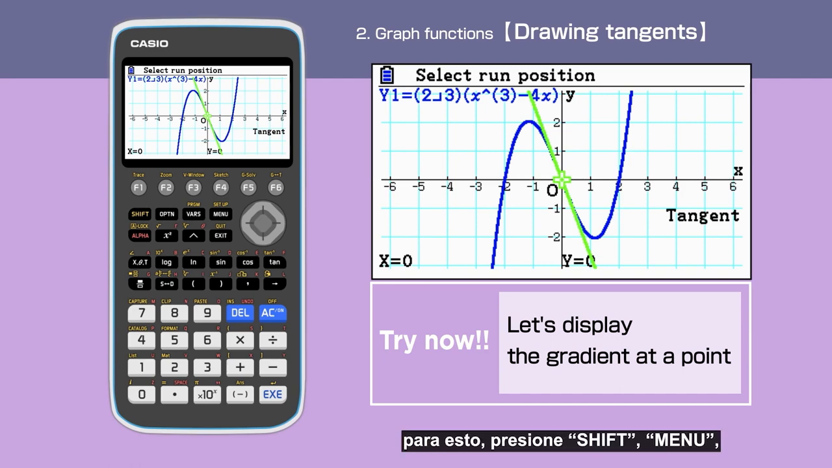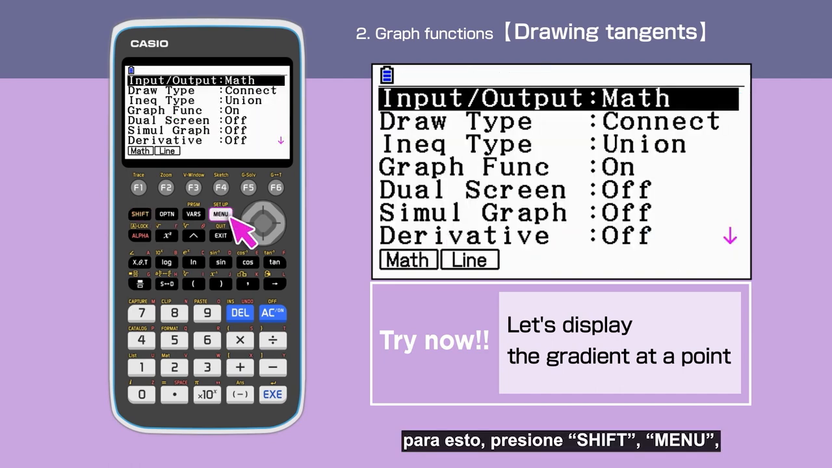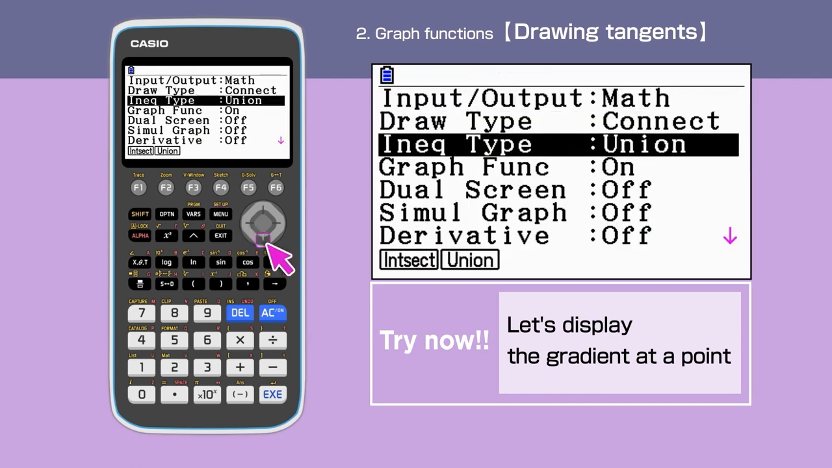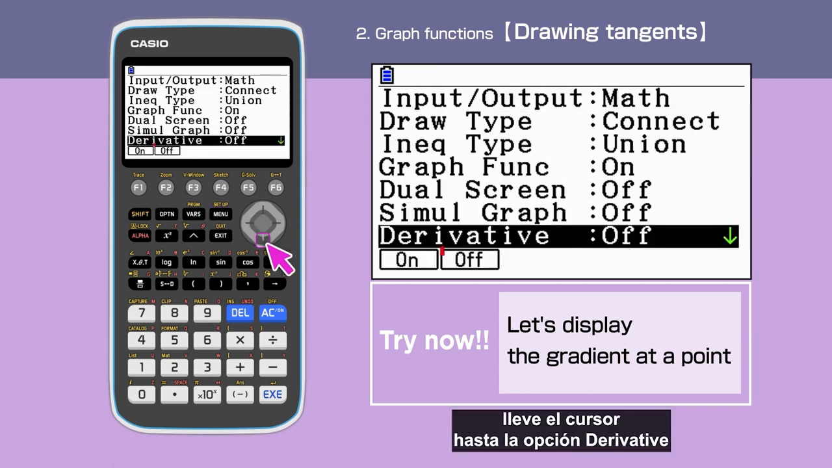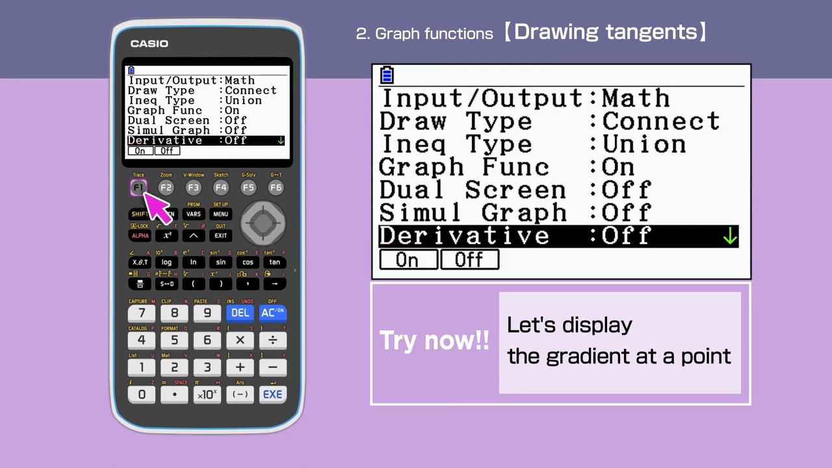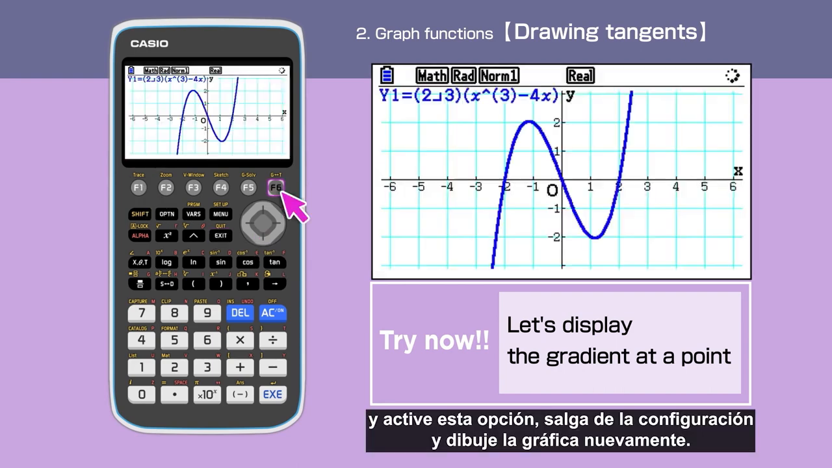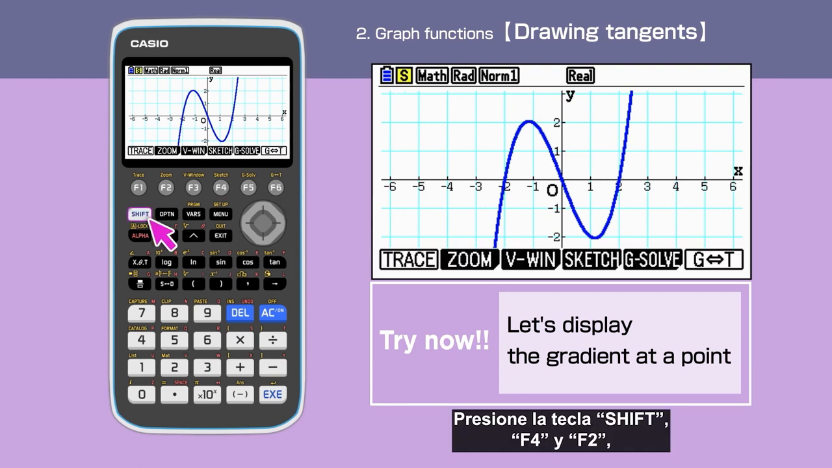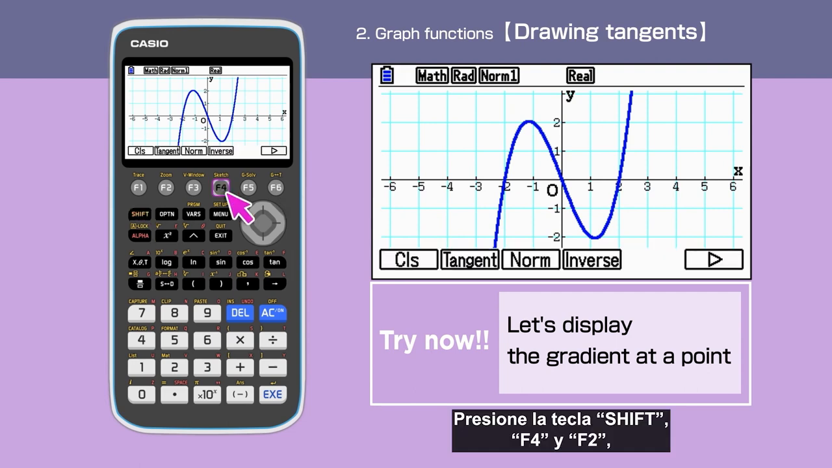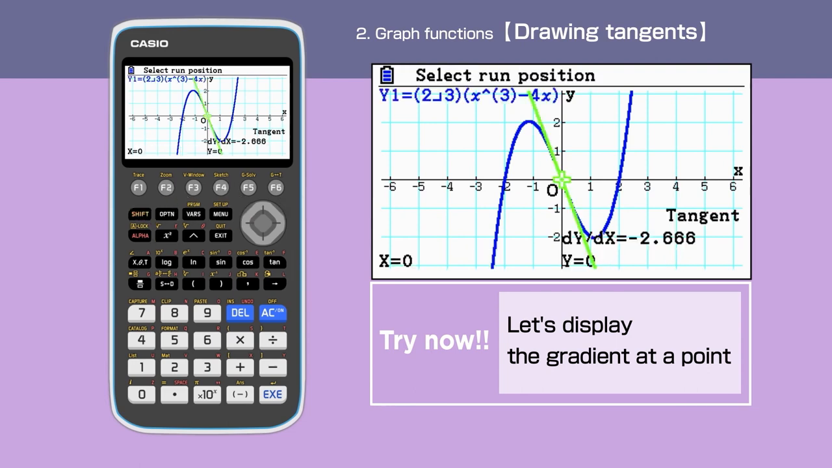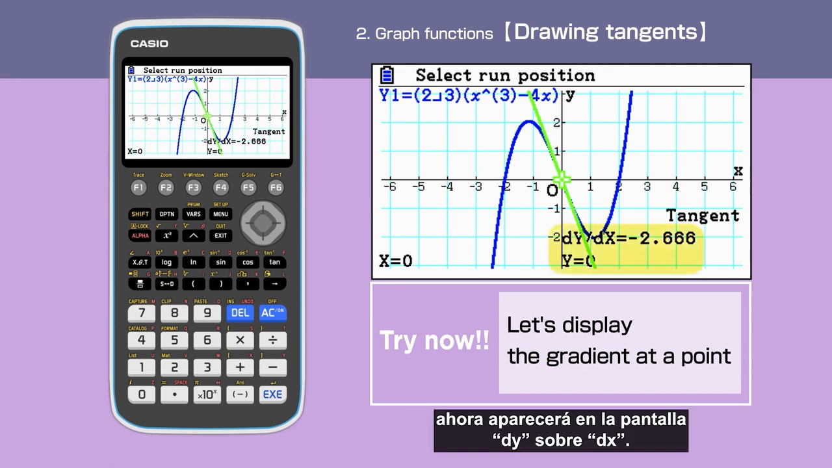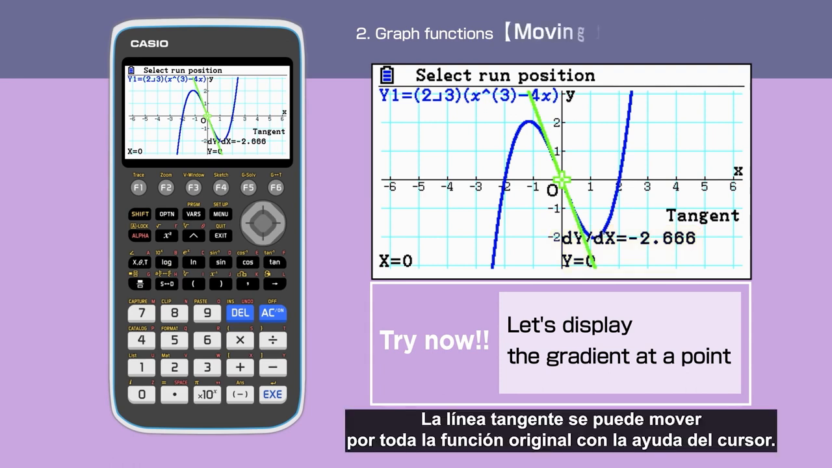For this, press Shift, Menu, and switch on the derivative. Exit the setup and draw the graph again. Press Shift, F4, then F2. This time, we have dy by dx on the same screen. The tangent line can be moved along with the original function by moving the cursor.